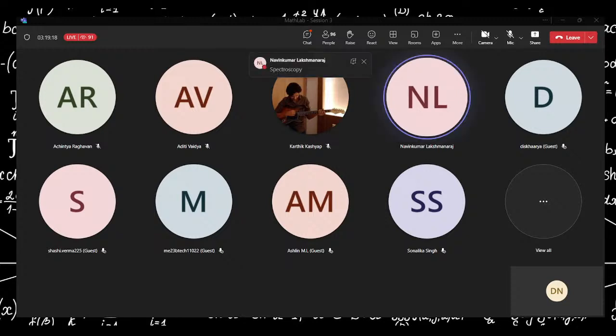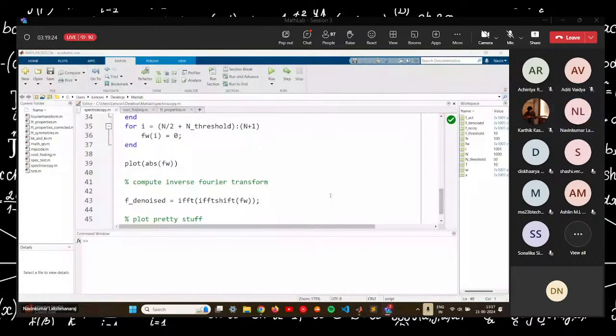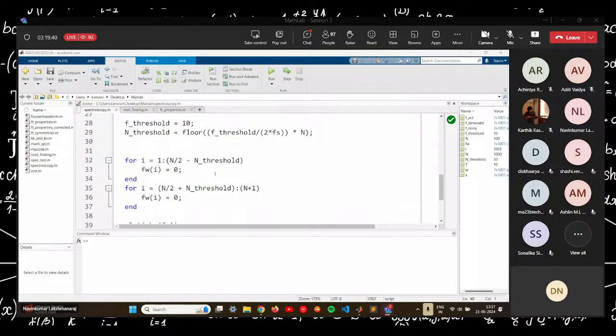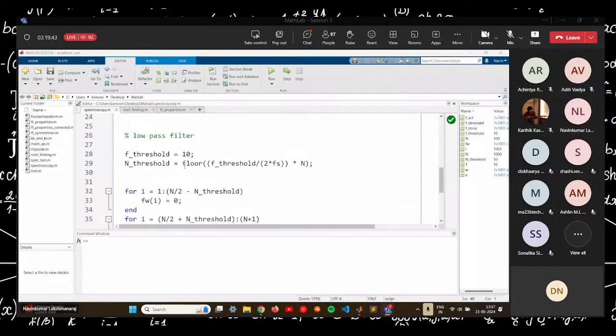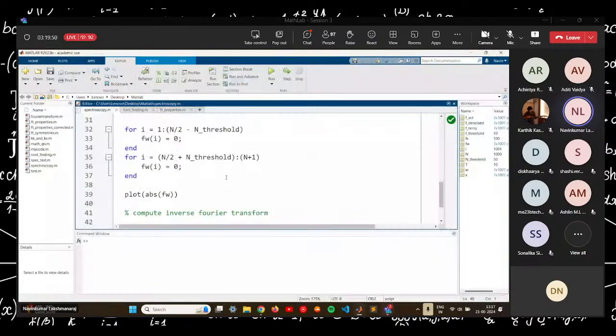All right. I'll share my screen now. Can you guys see my screen? Yeah, it's visible. All right. So till where was I audible or visible? Did I show you guys the plot of f of omega in the Fourier domain? Yes. Okay.